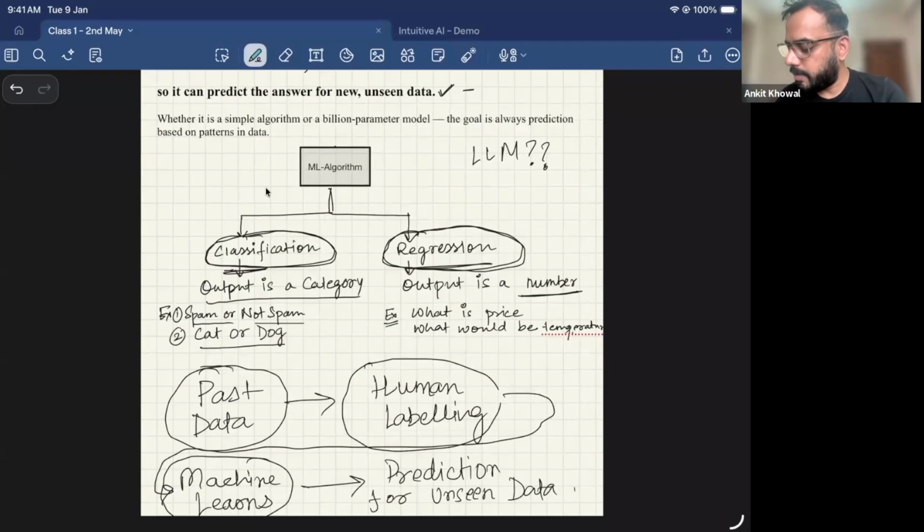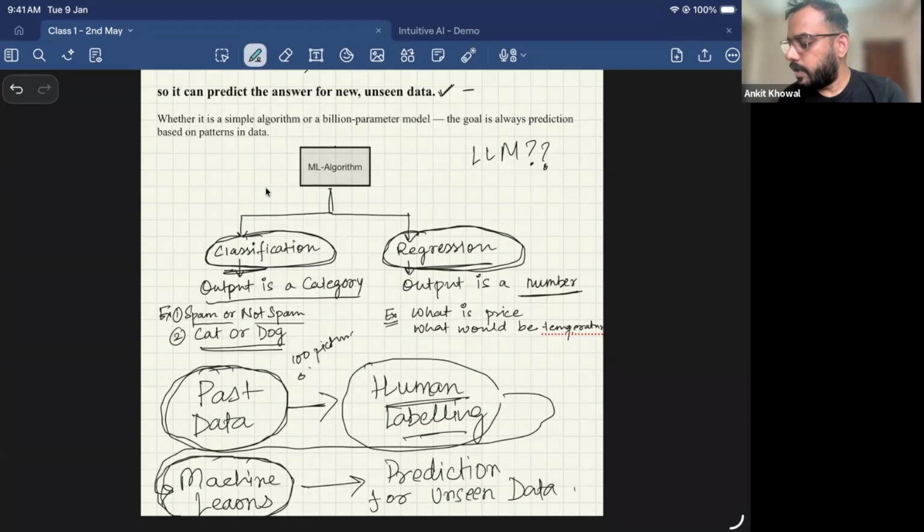They have some past data, and the past data will be labeled by humans, right? For this particular example, prediction of whether a picture is a cat or dog, you have some past data. Now a human will come, let's say you have 100 pictures, and label all the 100 pictures as a cat or a dog, right? That is human labeling. Now, looking at this past data plus the human labeling, the machine learning model will learn.